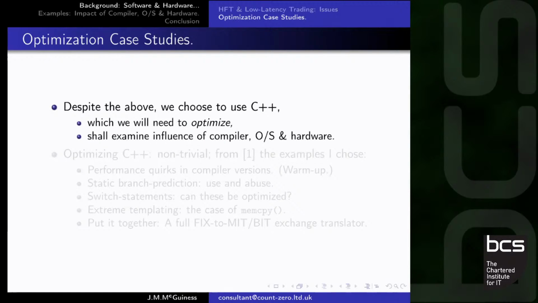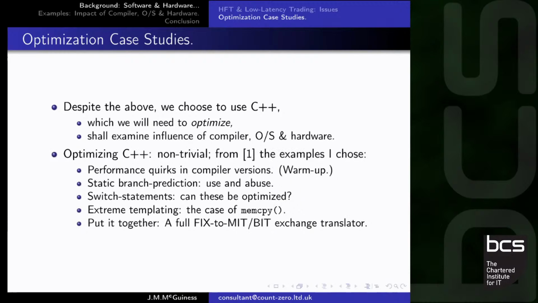So I've chosen to use C++ because I can optimize it heavily, as you will see. I'm going to look at the influence of the compiler, operating system, and hardware, as I mentioned. Optimizing it is not trivial. I'm going to look at some performance quirks in compiler versions as a warm-up, then static branch prediction, its use and abuse. Switch statements, can they be optimized? And extreme templating, the case of memcpy. Remember, I said that a lot of this is just message passing, copying from the input socket to the output socket, with some bit fiddling going on in between. And then we'll put it all together.